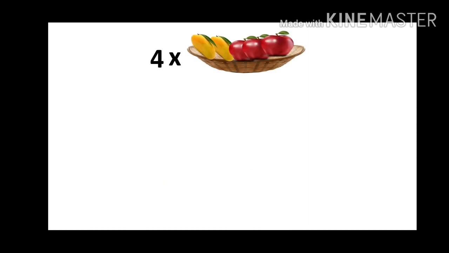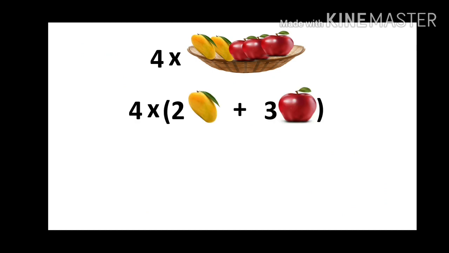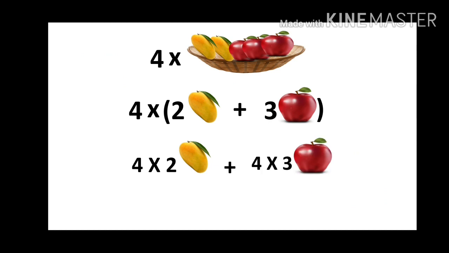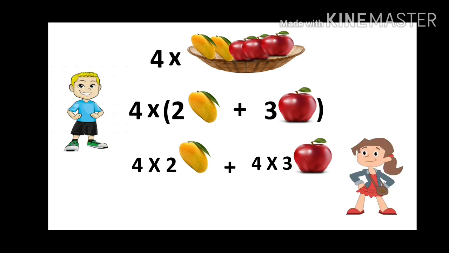So we can say the 4 baskets, each basket had 2 mangoes and 3 apples. Like that 4 baskets were there. They can be separated like 4 groups of 2 mangoes and 4 groups of 3 apples. So this is the method followed by Johnny and Jenny. Both of them get the same answer. Either we can do it like 2 mangoes and 3 apples of 4 sets, or we can separate them like 4 groups of 2 mangoes and 4 groups of 3 apples. We can separate it also.